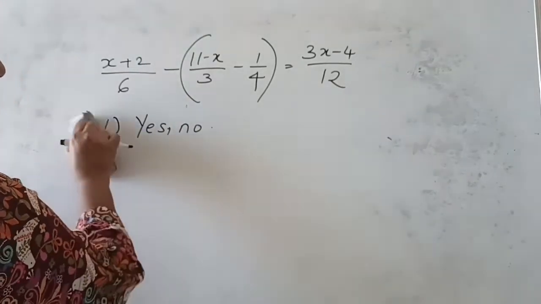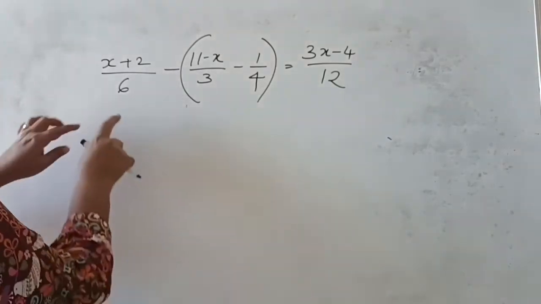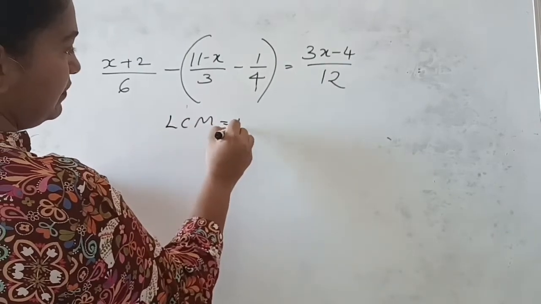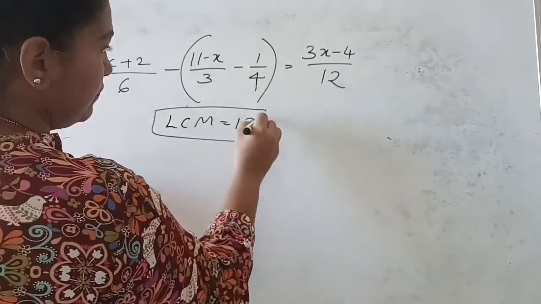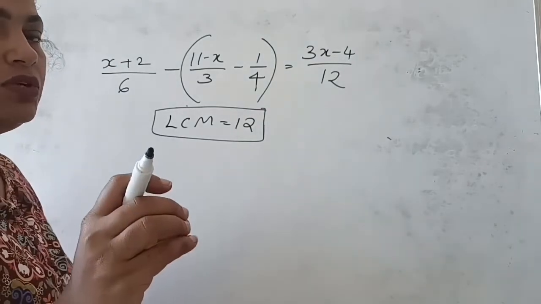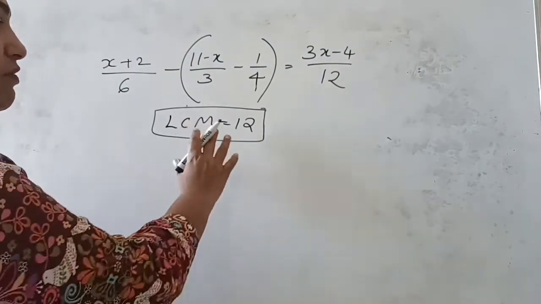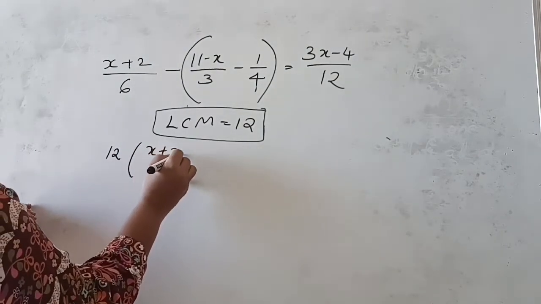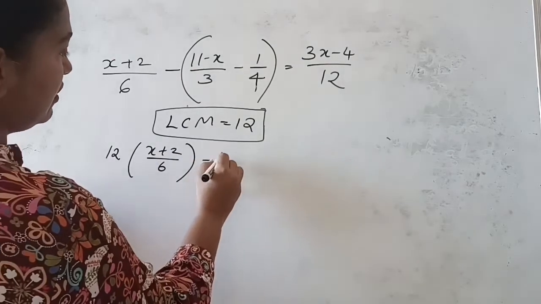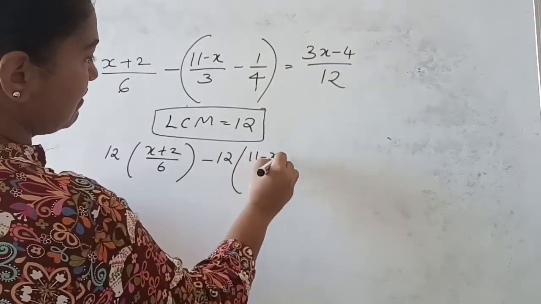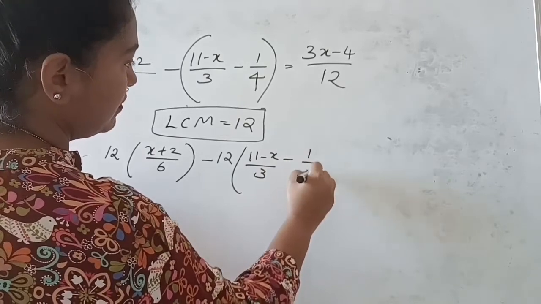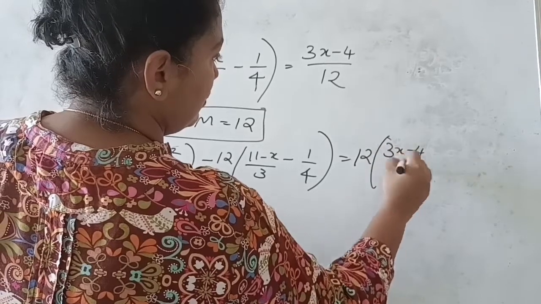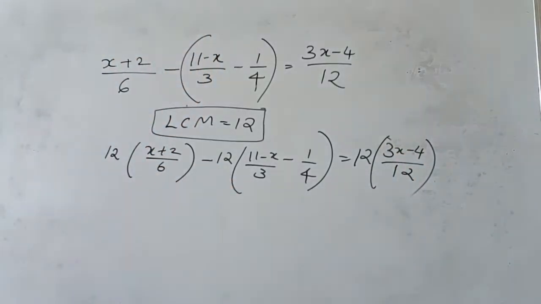So what is my next step? I will take the LCM of all the denominators. What is the LCM of 6, 3, 4 and 12? It is 12. I will multiply every single term on the LHS and every single term on the RHS with my LCM. Okay. So I get 12 into (x plus 2) by 6 minus 12 into (11 minus x) by 3 minus 1 by 4 is equal to 12 into (3x minus 4) by 12.